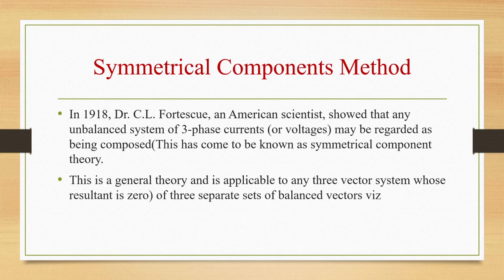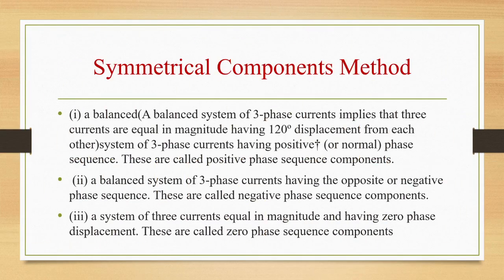So what the scientist has shown is that any unbalanced system of three-phase currents or voltages may be regarded as being composed of three separate sets of balanced vectors, namely positive phase sequence components, negative phase sequence components, and zero phase sequence components. Let us see the first one, that is positive phase sequence components.